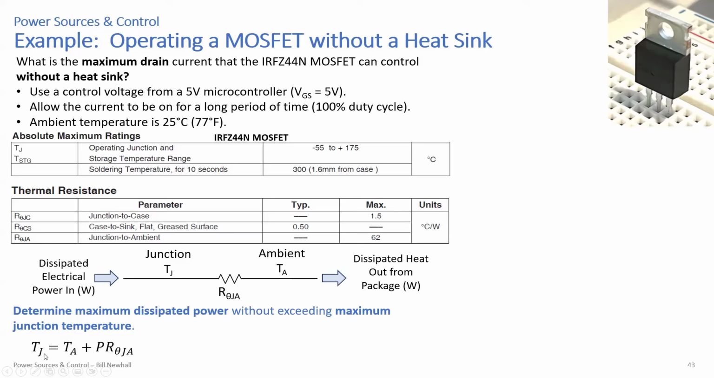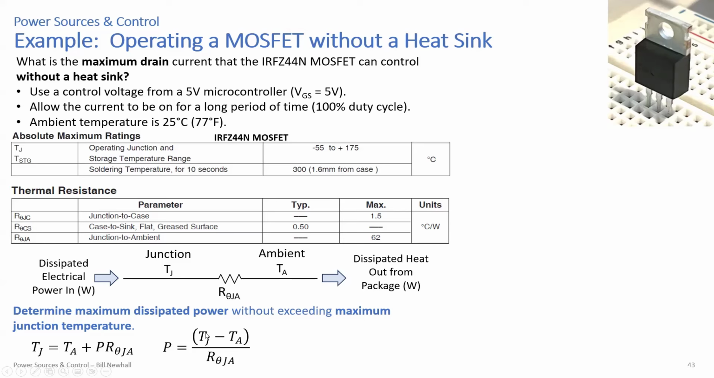So here's how you calculate the junction temperature. T sub J is the ambient temperature. We have that. We want to figure out this P value, and we have the junction to ambient thermal resistance. This feels just like an Ohm's law problem. Okay, so we can solve for P. This is the maximum dissipated power. T sub J minus TA over R theta JA.